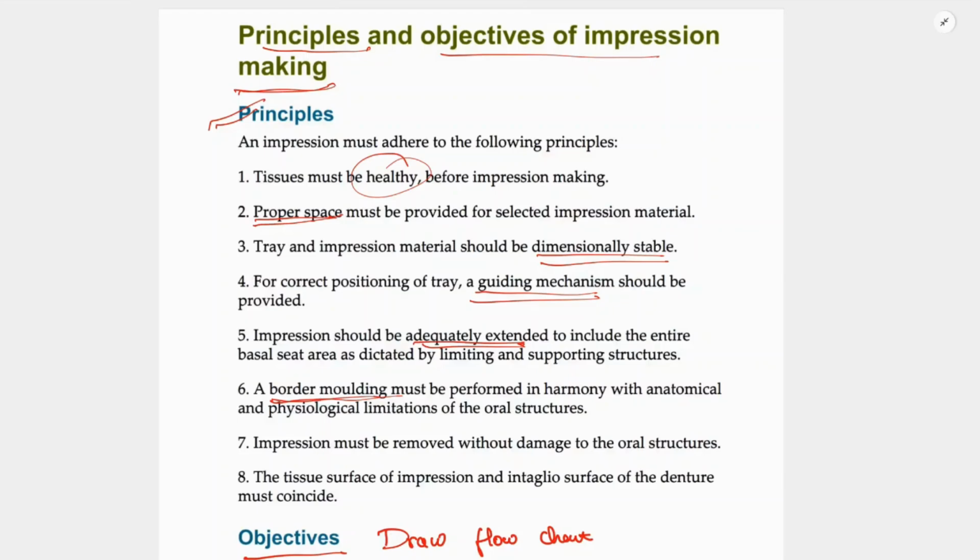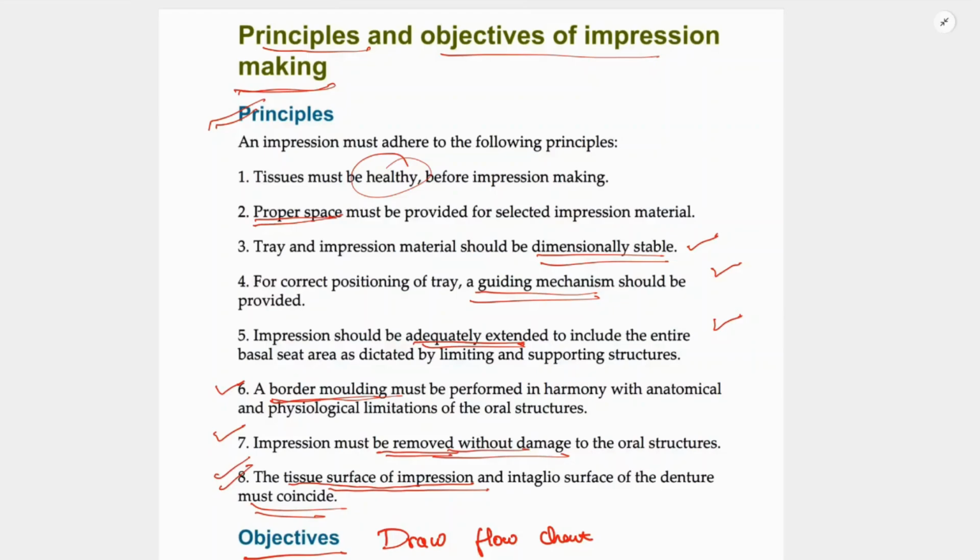7th, impression must be removed without damage to the oral structure. The keyword over here is removed without damage. 8th, the tissue surface of impression and intaglio surface of the denture must coincide. So the key point over here is the tissue surface of the impression. So to remember the principles of impression making, just try to remember the keywords, that is healthy, proper space, dimensionally stable, guiding mechanism, adequately extended, border molding, removed without damage, and the tissue surface of the impression. So these are the main keywords in this answer.